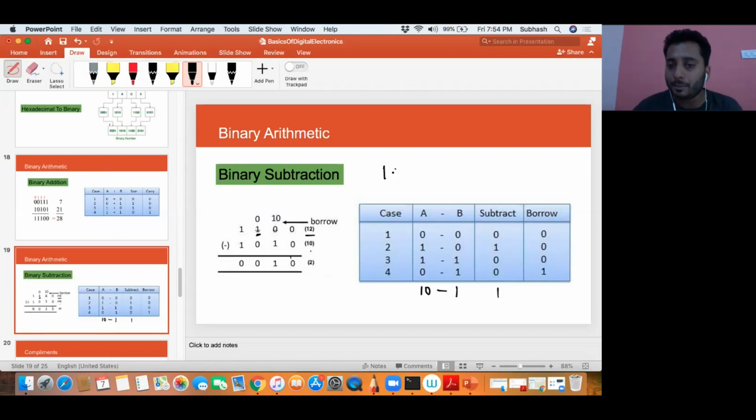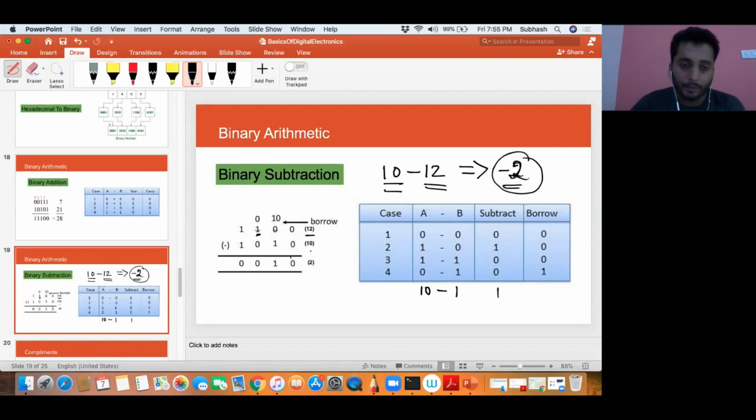That is, if it is something like 10 minus 12, the actual result should be minus 2. So it's not a problem basically, but the difficulty comes into the picture when you're trying to subtract a bigger number from a smaller number, because that results in a negative number. To represent a negative number, you will have to follow some other method, which in digital electronics we call complements.